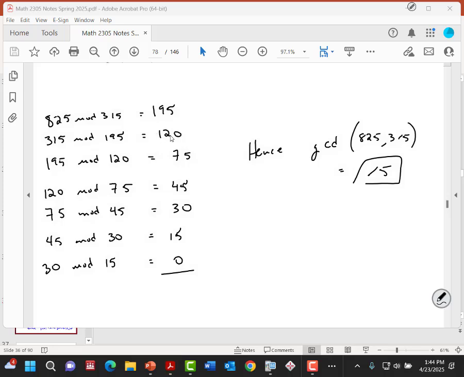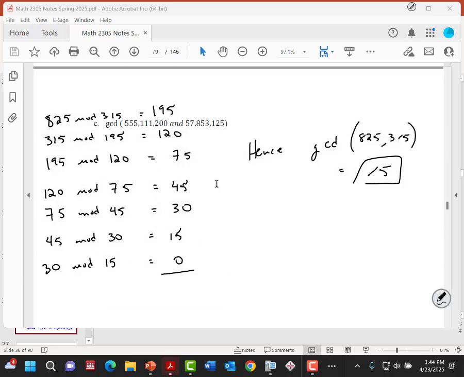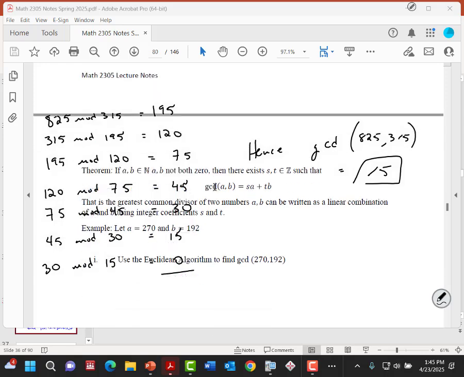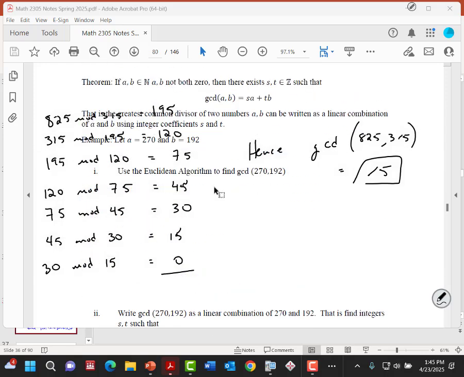For the sake of time, we're going to skip this next example and take a look at one more theorem.